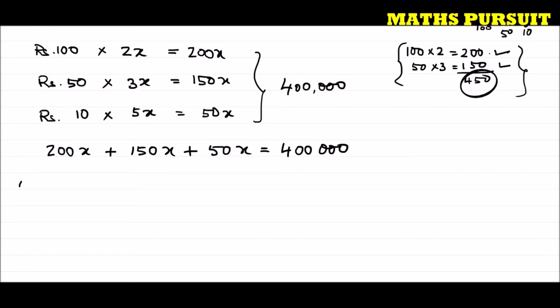So, I can write what we got now: 200x plus 150x plus 50x is equal to 4 lakh. This is what is being given in the question.